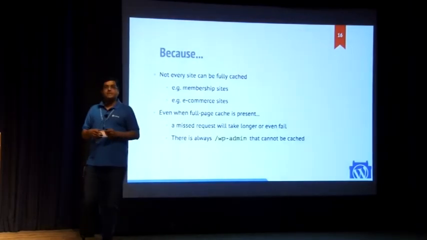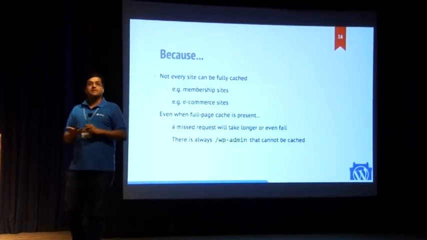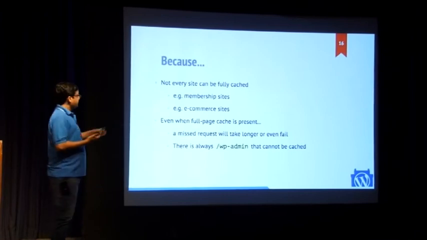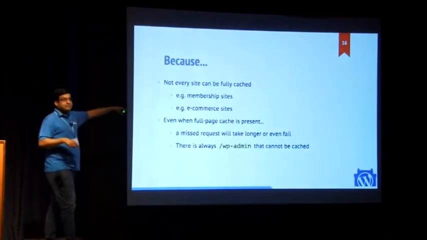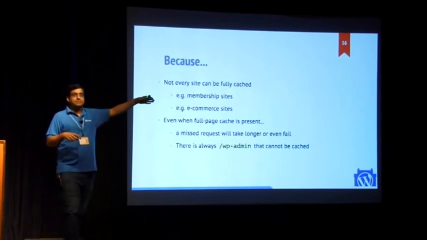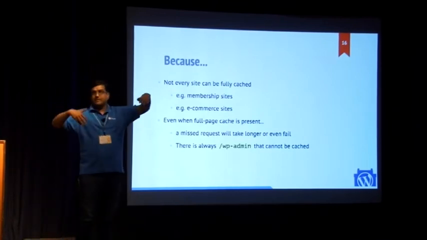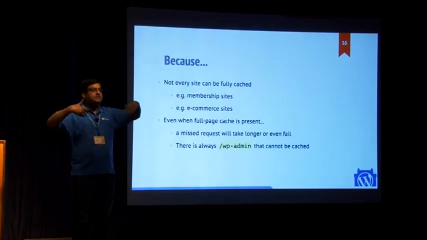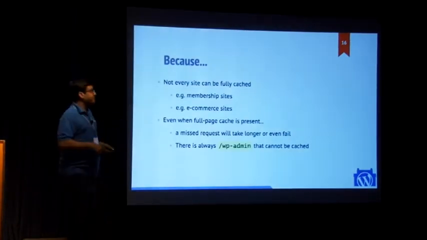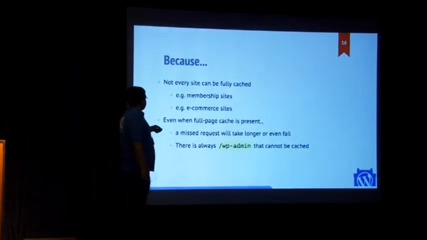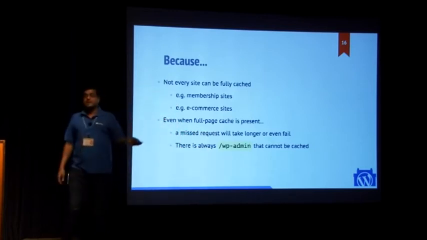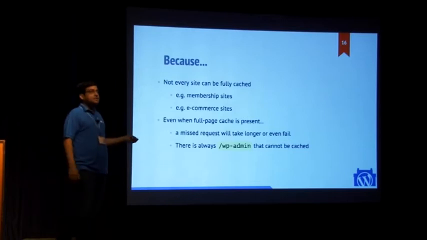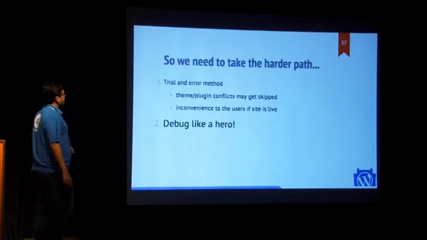The problem is that you cannot fully cache your shopping cart and e-commerce, because there is some user-specific data. Similarly, membership sites. Just imagine if Facebook cached their wall page, the home page that we see after logging in. Everybody's timeline would look the same. Then there are parts which cannot be cached, like WP admin, and whenever a cache miss occurs, it could be costly if the site is not coded properly.